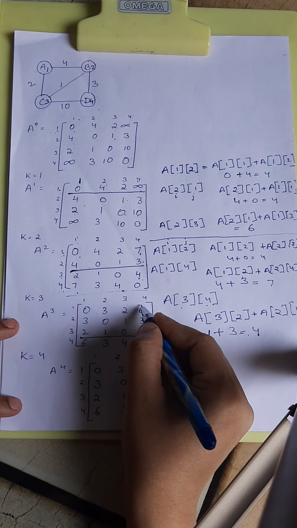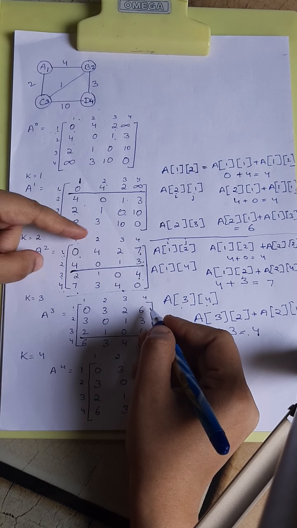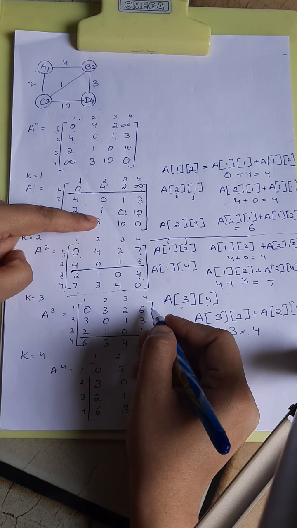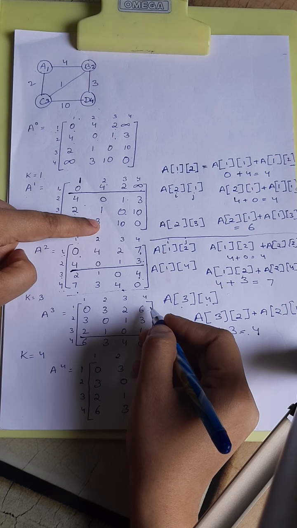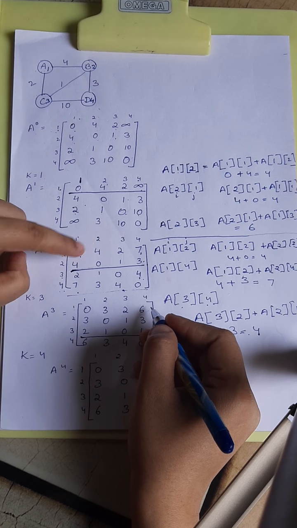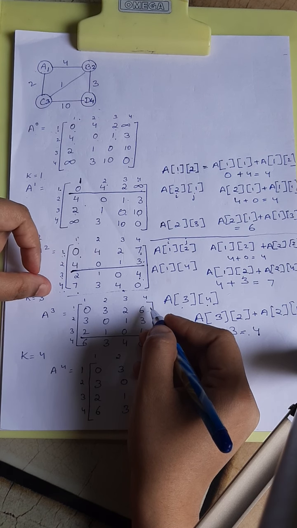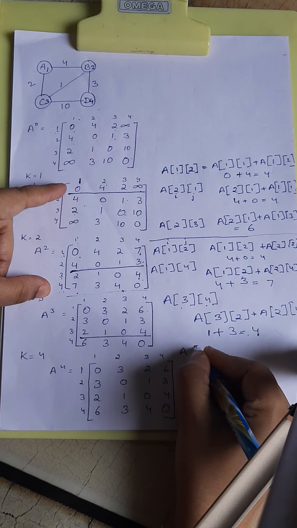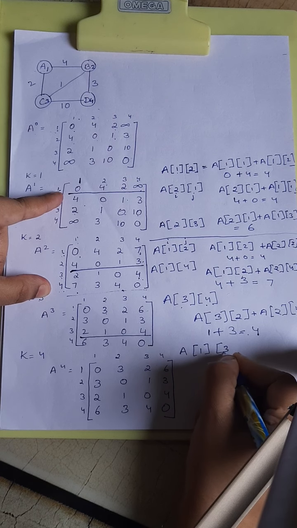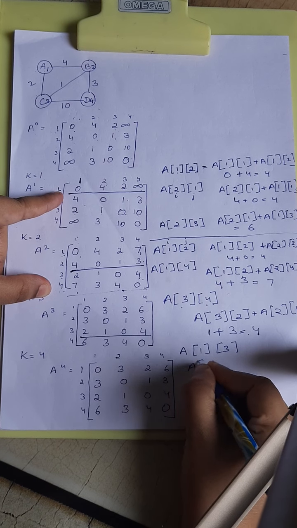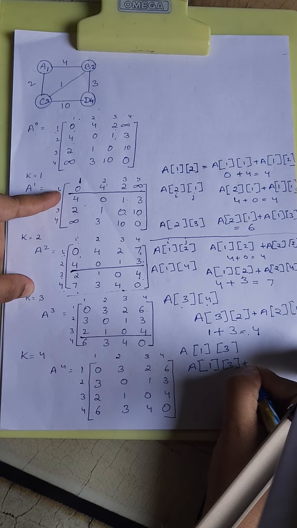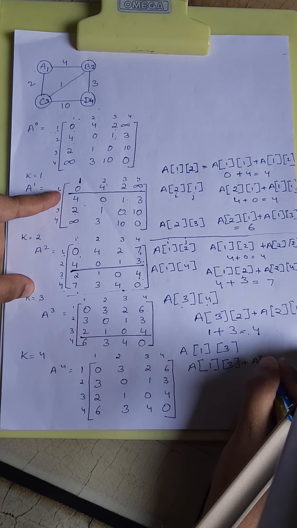See, if you see here, from 1 to 2, earlier the value was 4, but if you see via 3, then you will get the answer as 3. How? See, from 1 to 3 you have to check, with k value 3 this time. So a of 1 to 3 plus a of 3 to 3.